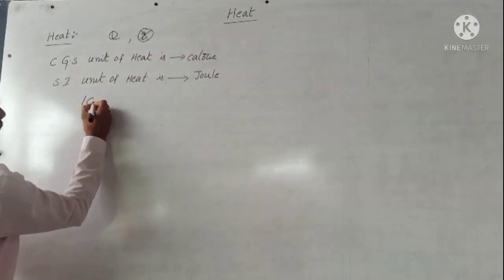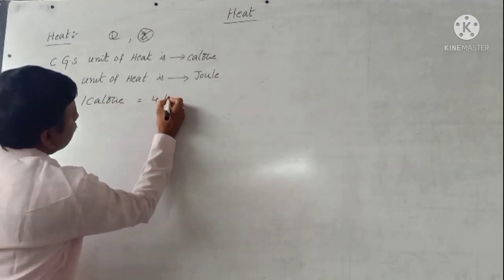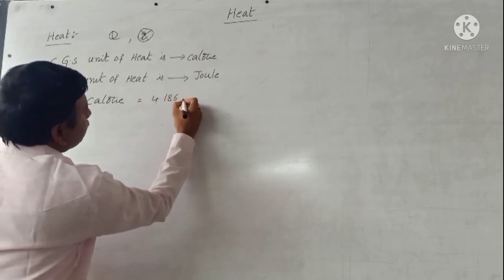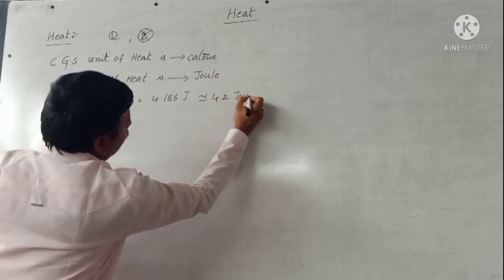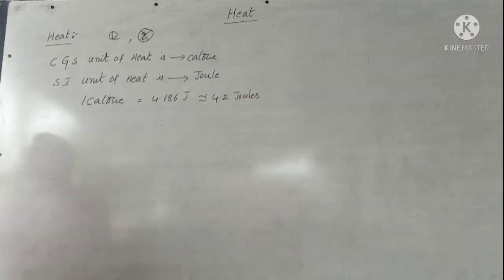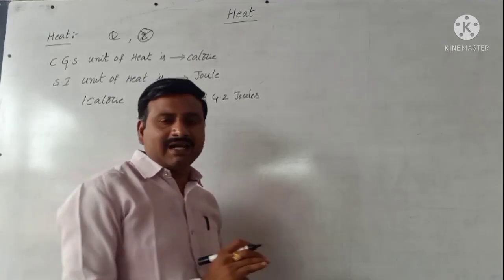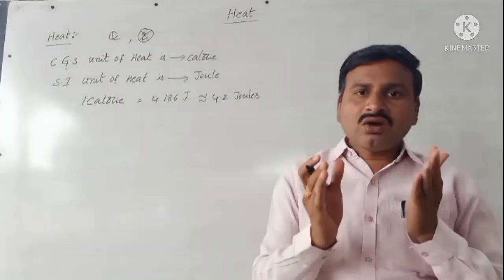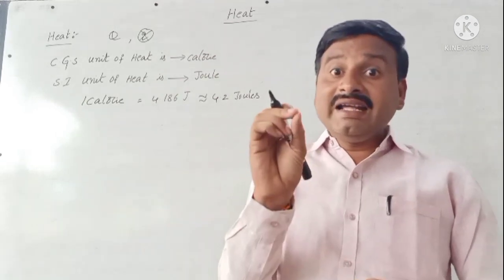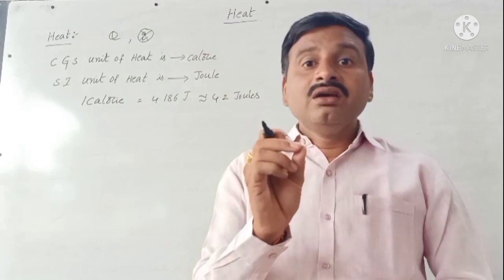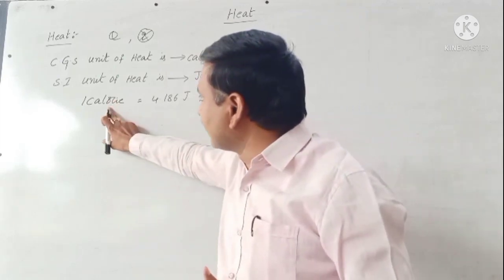1 calorie is equal to 4.186 joules, or approximately 4.2 joules. After that, what is the definition of calorie? Calorie means the amount of heat required to raise the temperature of 1 gram of water by 1 degree Celsius.